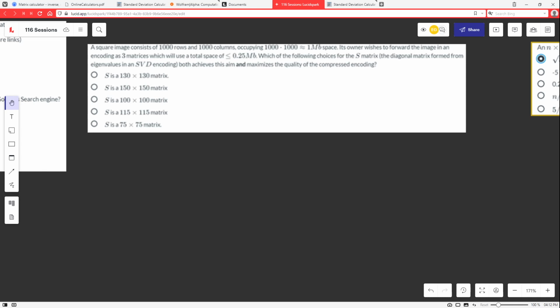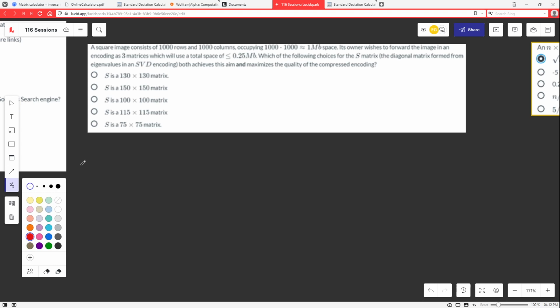So for this one, the idea is I just get this up on my notes. There we go. For the original matrix, we have a space consumption of h by w, the height times the width. You can see here 1,000 by 1,000. You get roughly 1 megabyte of space. I think exactly 1 megabyte of space, but I might be wrong. I think that's how that works. We want to find a way where we can make an SVD encoding, which is using three new matrices.